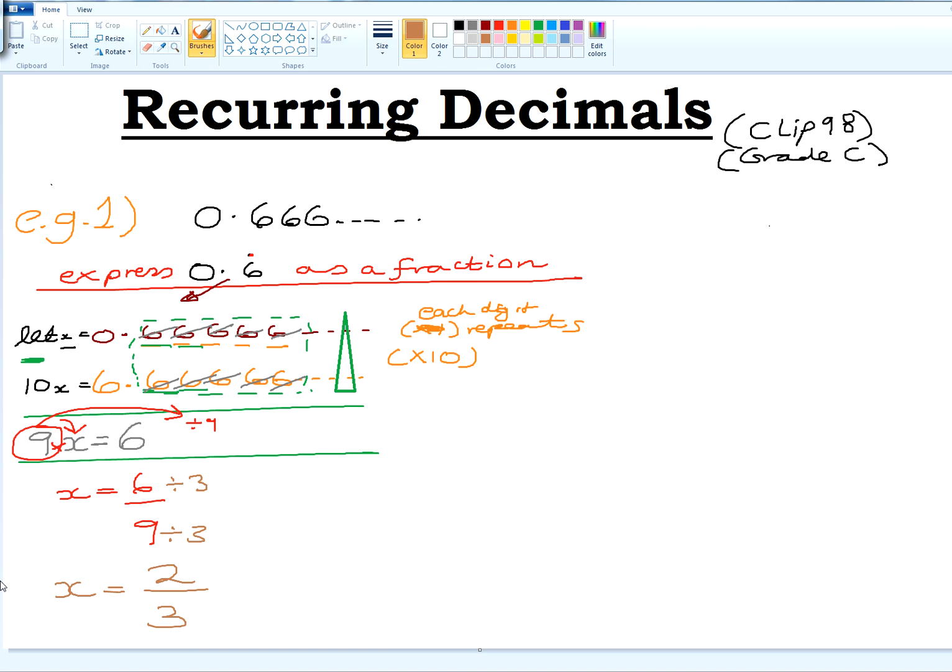Okay, and that was a number that recurred after each digit. One digit kept on recurring. Let's have a look at an example where we have a number that recurs over 3 digits. Okay, let's quickly put a little kind of.